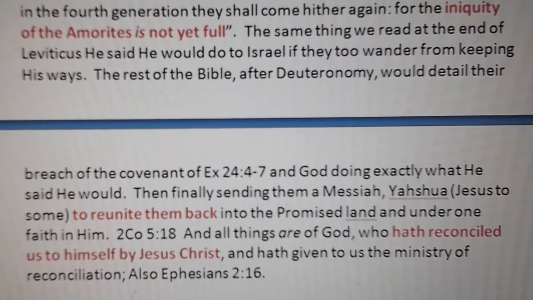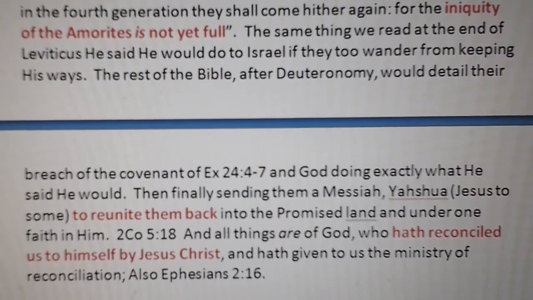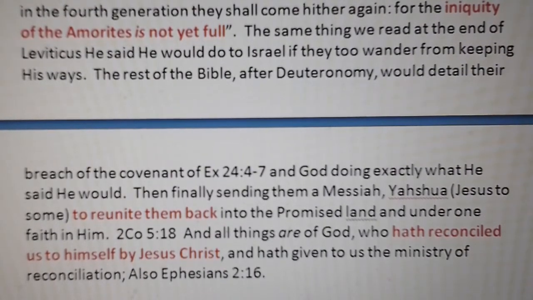Okay, so that's the background to Numbers, and we'll now start on Numbers chapter 1 verse 1. Actually, before we do that, just to give you a New Testament scripture that talks about reconciliation.